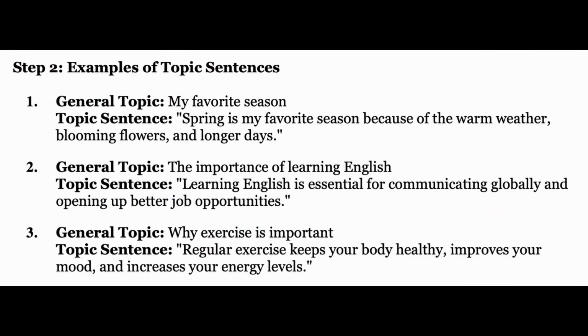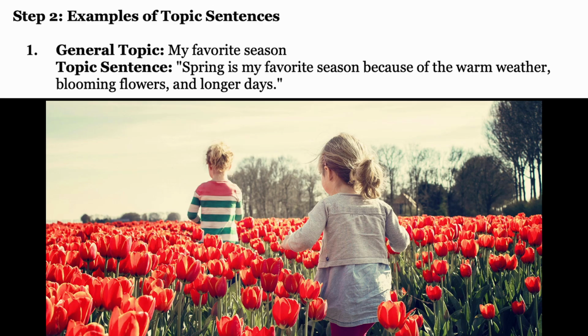In step 2, we're going to look at some more clear examples. 1. The first general topic, my favorite season. Like in the previous example, the topic sentence is, spring is my favorite season because of the warm weather, blooming flowers, and longer days. The fact that spring is this writer's favorite season is not only stated, but we're given some examples. Warm weather, blooming flowers, and longer days.